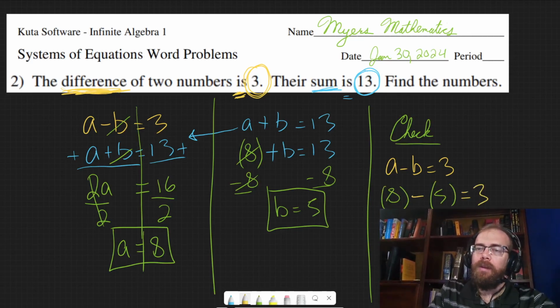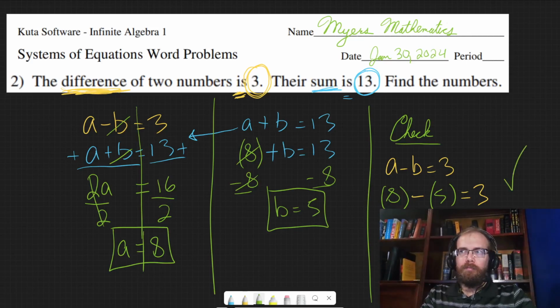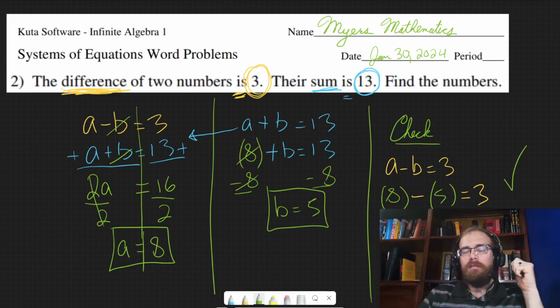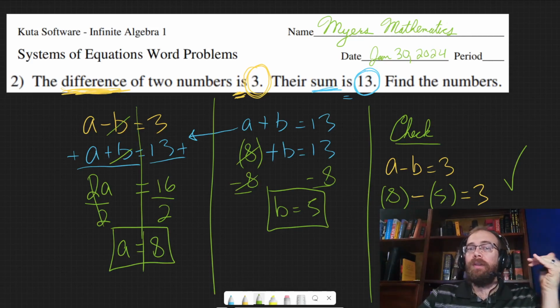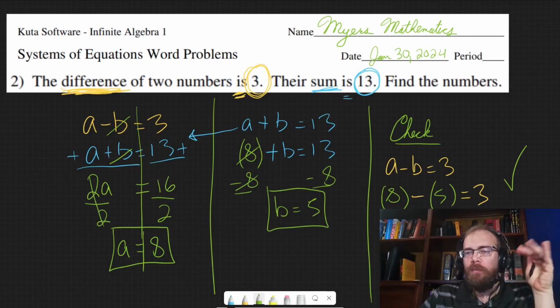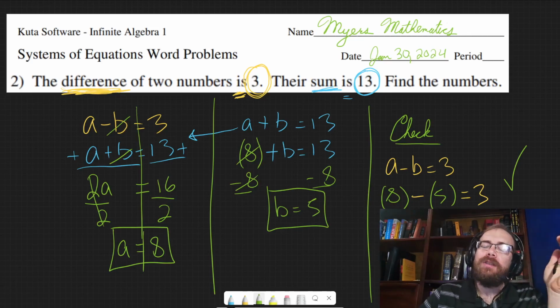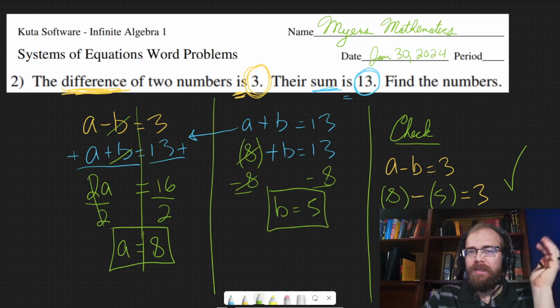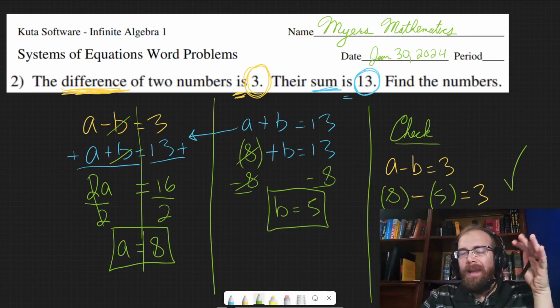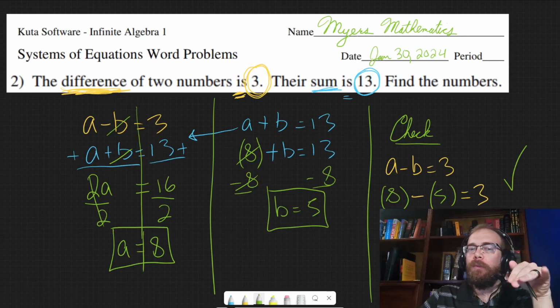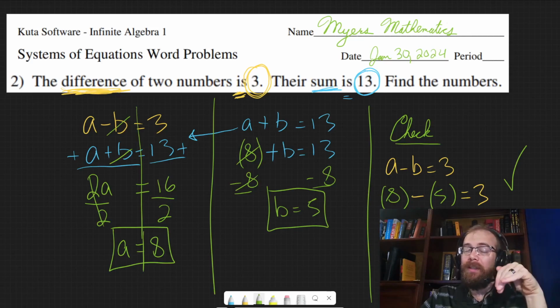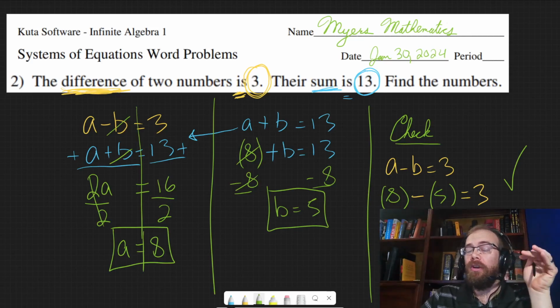8 minus 5 is 3. So we are good to go. And that's all you need to do to check. You just plug it into the equation you did not most recently use. Typically that would be the oldest equation, whatever equation you used first when you first listed it out. However you want to think about it, this is how you would quickly check it to be really sure that you have the right answer. And that's actually it for this one.